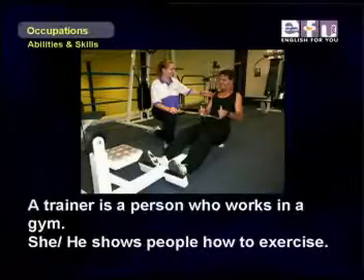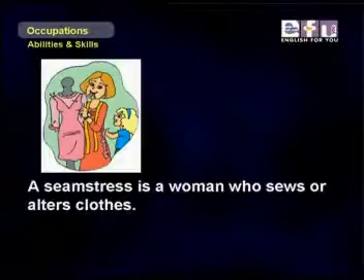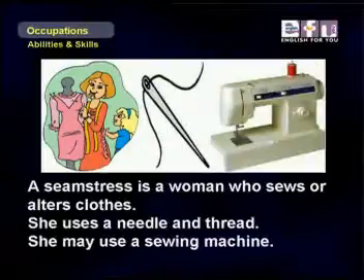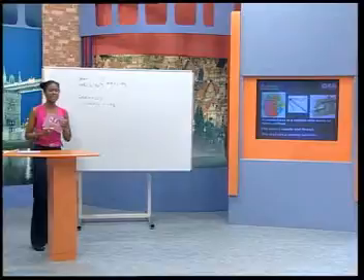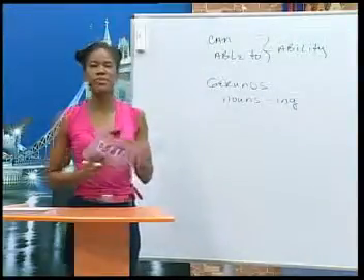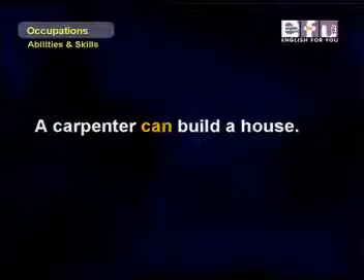Next example. A seamstress is a woman who sews or alters clothes. She uses a needle and thread. She may use a sewing machine. Now let's begin with can for ability. Take a look at some more examples.